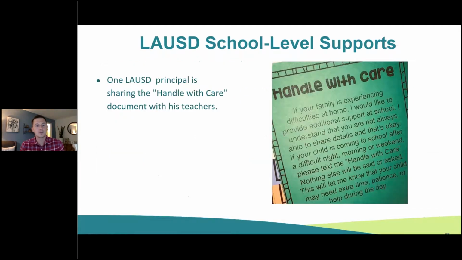And finally, a school level support would be at one of our schools at LAUSD, where a principal shared the Handle with Care document with his teachers in order for them to better support families and students. This wasn't necessarily created at LAUSD, but it's a great way to increase communication between home and school. So these partners are incredible examples of schools working to rebuild community. It was great to take some time to highlight these amazing partners. And now I will send it back to you, Amanda.